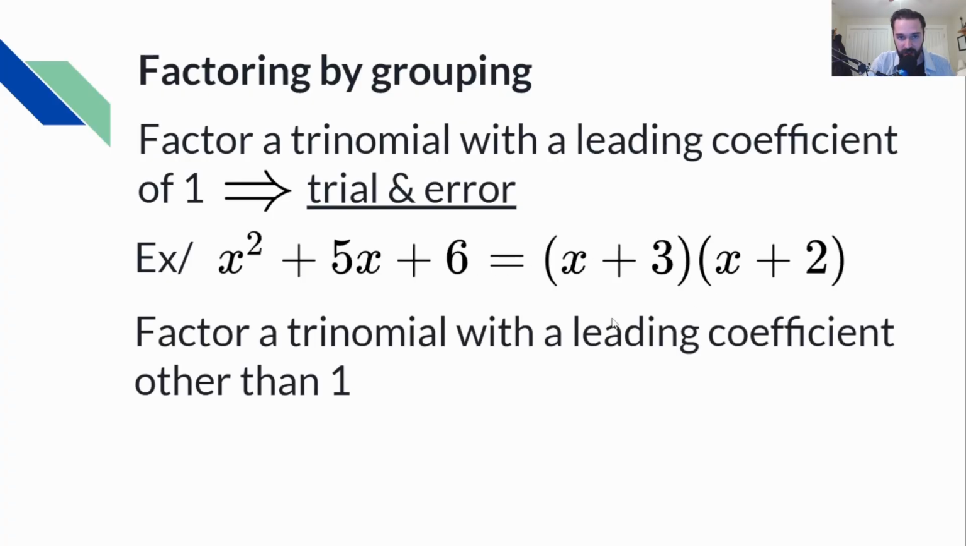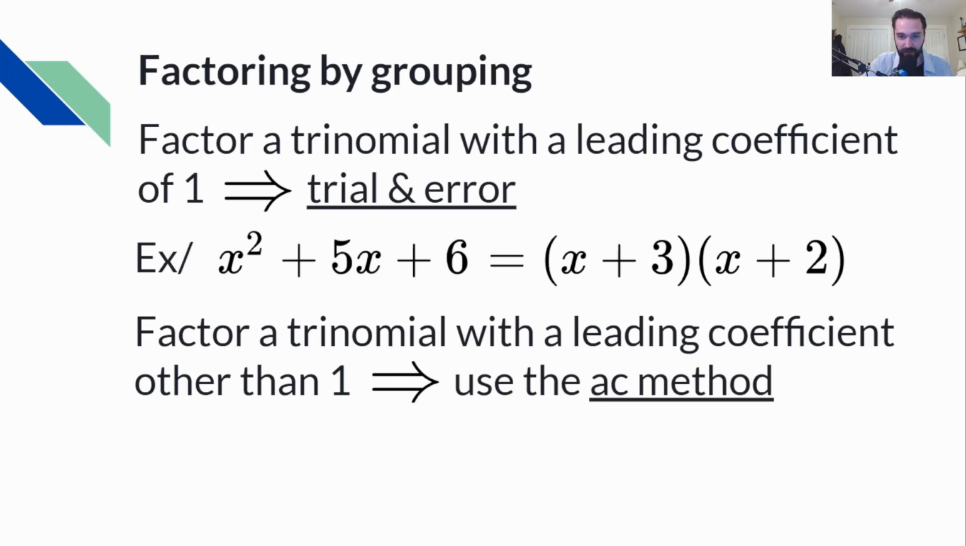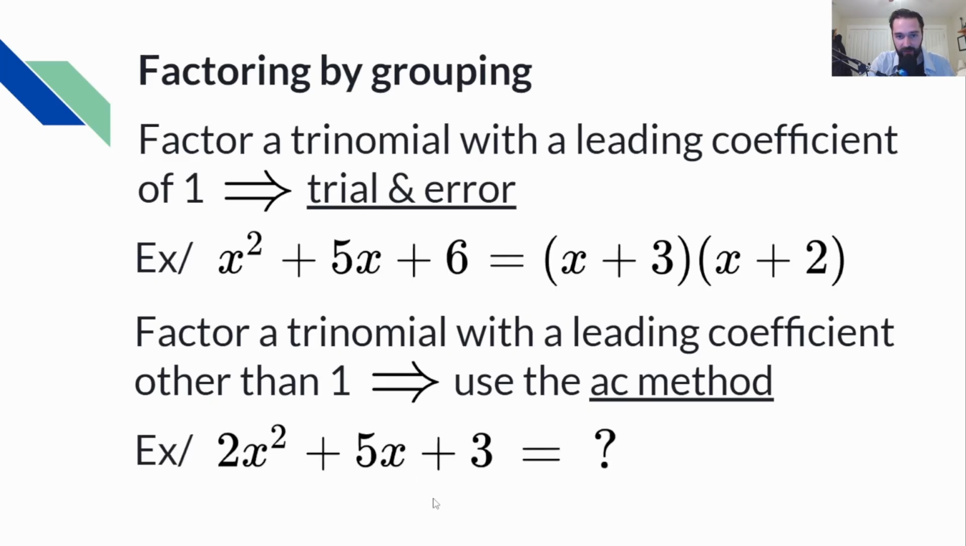In this video, we're going to try to factor a trinomial with a leading coefficient other than 1. To do that, we're going to use something called the AC method. Factoring by grouping is a part of the AC method, so we'll look at factoring by grouping itself first, before diving into the AC method. Here's an example of the type of trinomial I'm talking about: 2x squared plus 5x plus 3. How do we factor that?